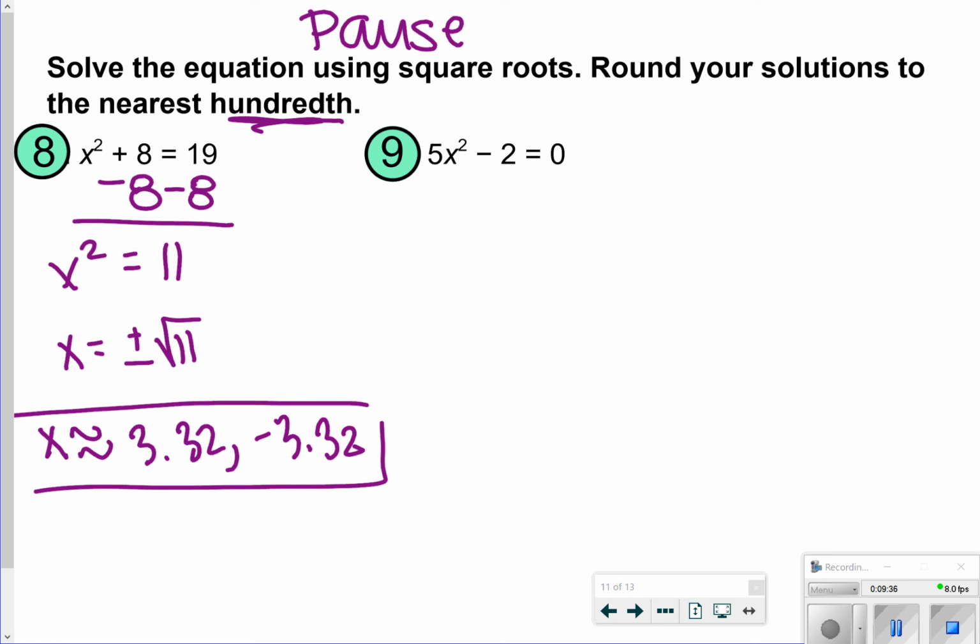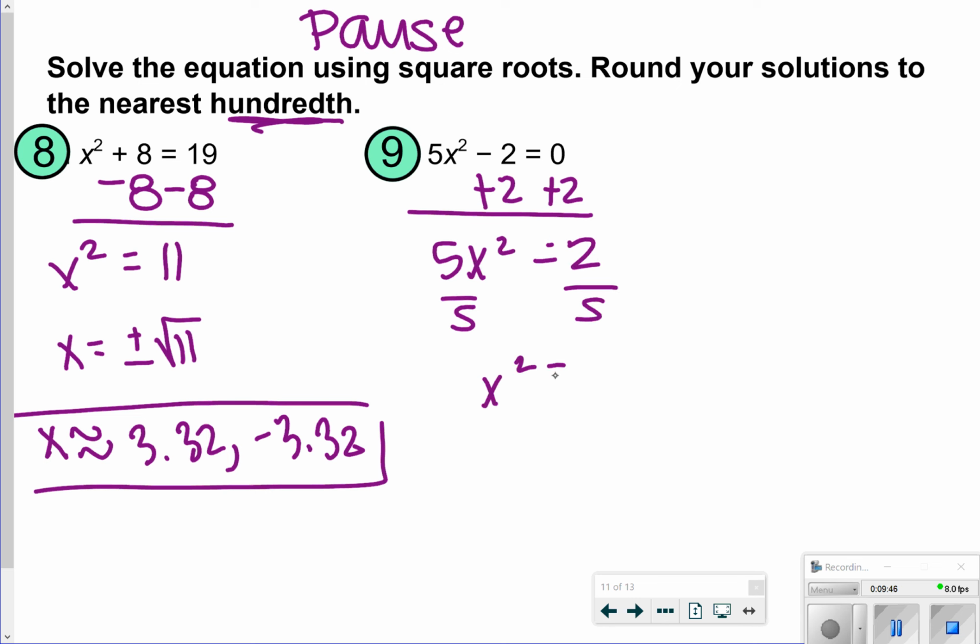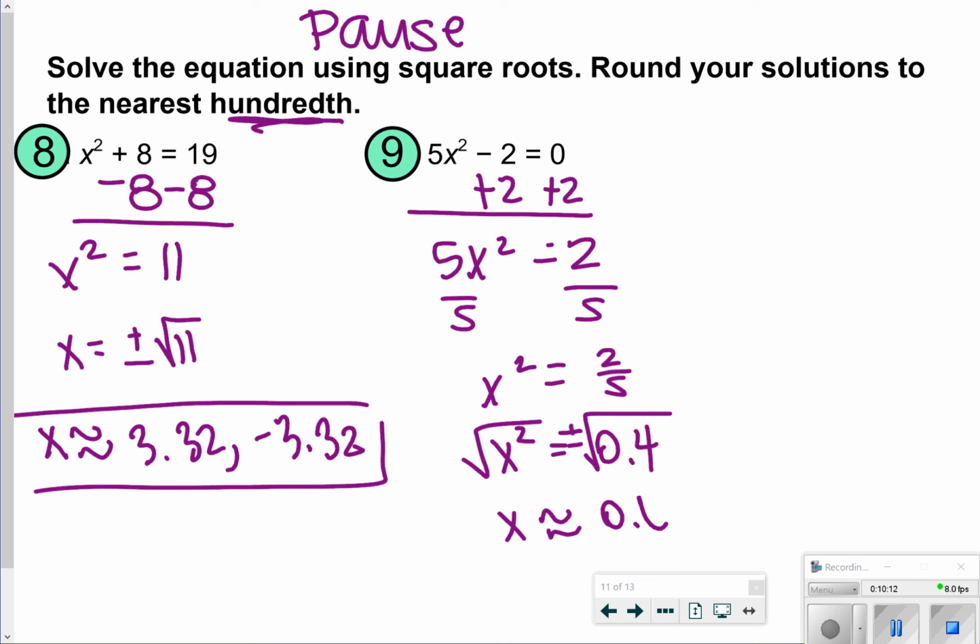Okay. Number 9, we're going to add 2 to both sides. So I get 5x squared is equal to 2. Divide both sides by 5, I get x squared is equal to 2/5. Because this is a fraction, what I would do is change this to a decimal. 2/5 is equal to 0.4, which will be a little bit easier to find the square root of than 2/5 on the calculator that's provided to you. If I find the square root of 0.4 and type the square root sign in, I'm going to get x is approximately plus or minus, a positive 0.63 and a negative 0.63.